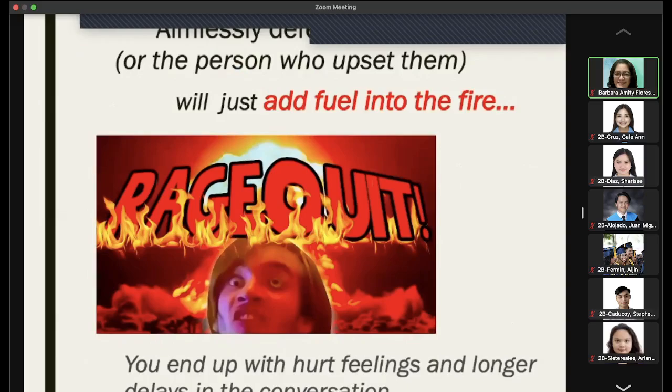Always know what exactly is going on and what went wrong. Through your active listening skills, through your catharsis, you will get to know what really went on. Aimlessly defending yourself to the upset person or the angry patient will just add fuel to the fire, and you will end up with more hurt feelings and longer delays in the conversation.